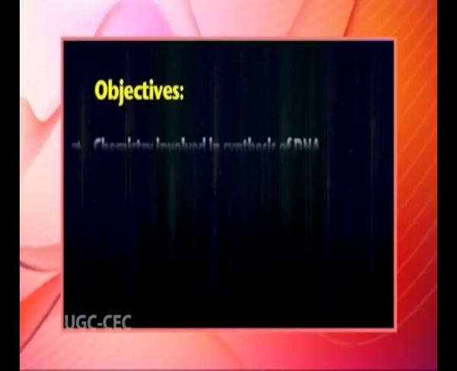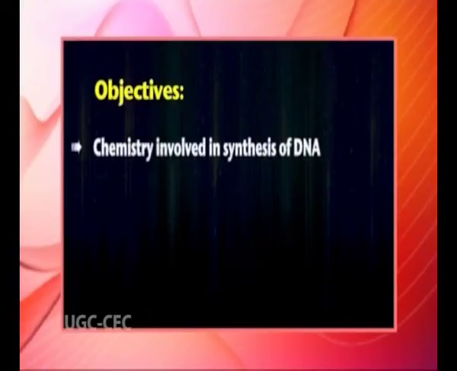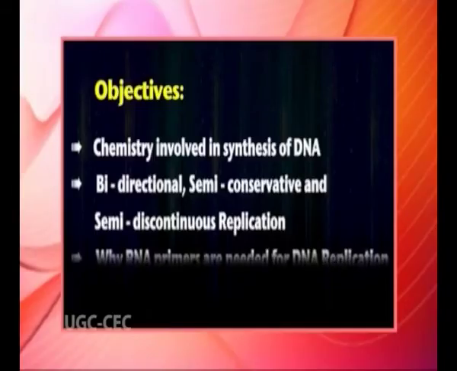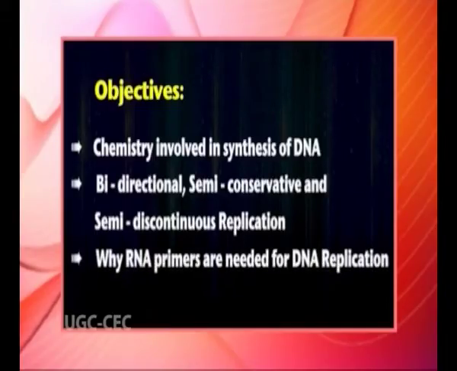Today we are going to discuss chemistry of DNA synthesis, general principles, bidirectional replication, semi-conservative, semi-discontinuous and RNA priming. Now let's discuss the main objectives of today's lecture: to know the chemistry involved in the synthesis of DNA, to get acquainted with bidirectional, semi-conservative and semi-discontinuous replication, to know why RNA primers are needed for DNA replication.